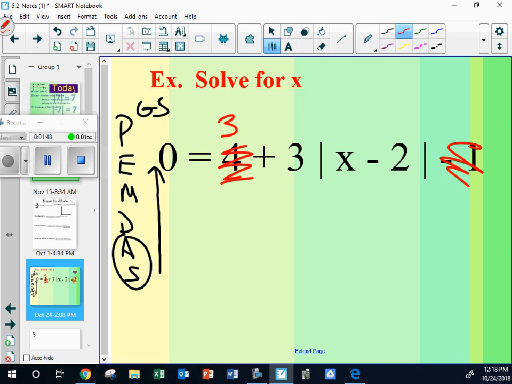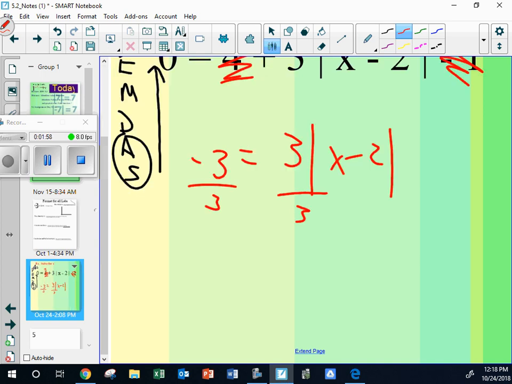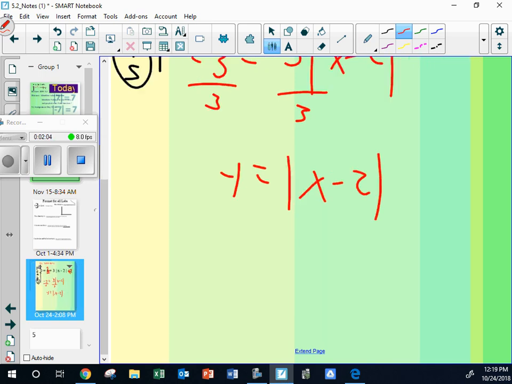All right, did you get it down to -3 is equal to 3x minus 2? And then you divide by 3 and get -1 equals absolute value x minus 2. Raise your hand if you got that far. Okay, good. Now, do you remember what to do when you have absolute values?